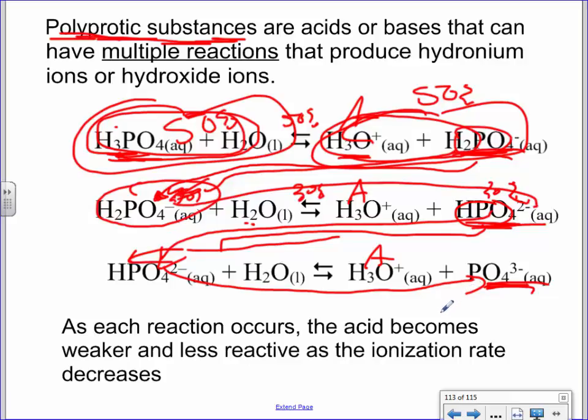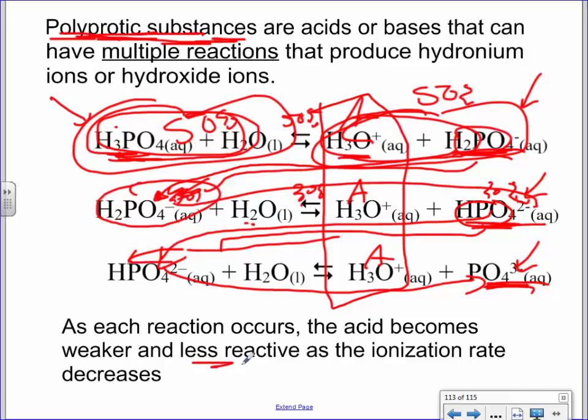In theory, you could actually have a whole mess of stuff happening inside your beaker. You would probably have some of this, a lot of this, and you'd have a little bit of this, a little bit less of this, and even less of this one. So as a general rule, as these polyprotic things have their multiple reactions, each reaction is less than the previous one. That make sense?